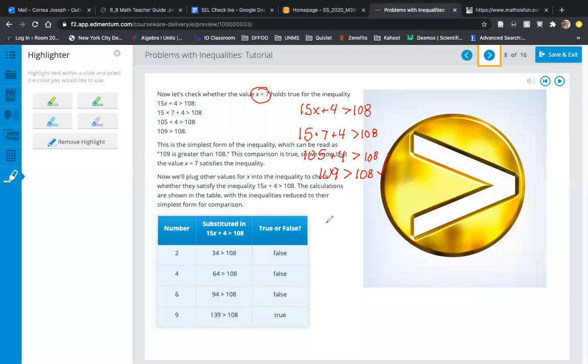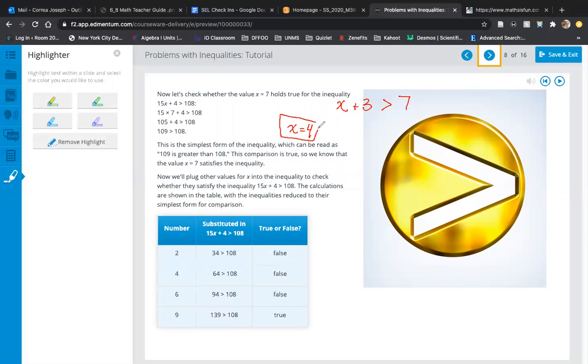Something that it doesn't talk about here, I just want to bring up, is a special case. So let's say that I have the inequality x plus 3 is bigger than 7. What happens if I say, for example, x is equal to 4? Just based on what we've gone over so far, I want you guys to type in the chat, what do you think? Is this going to give me a true statement or a false inequality when x is equal to 4?